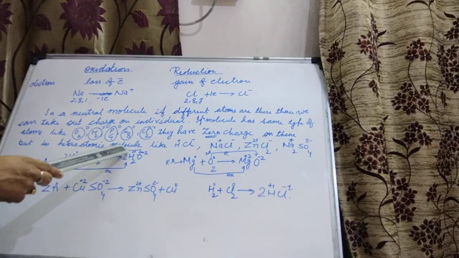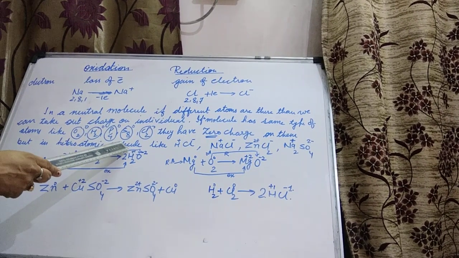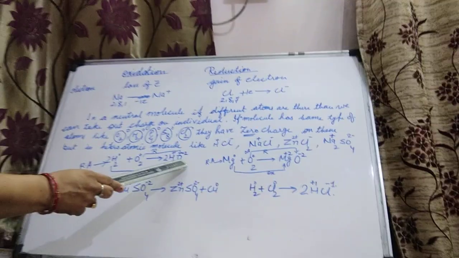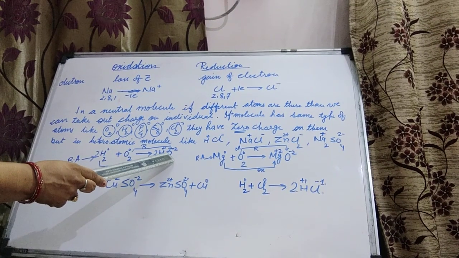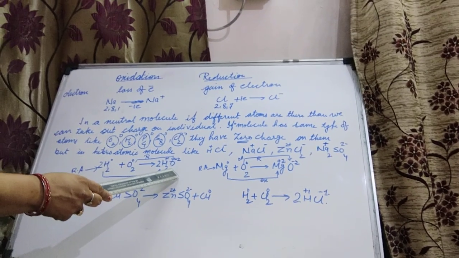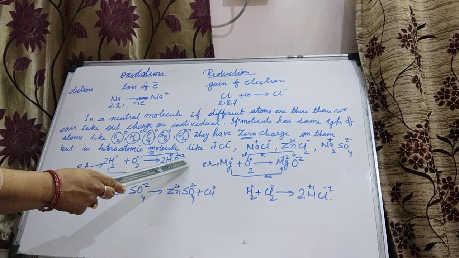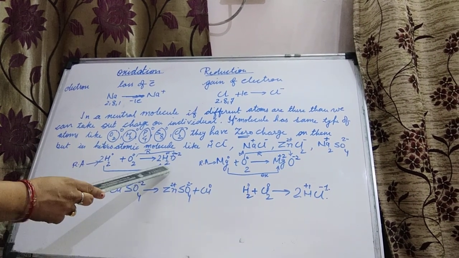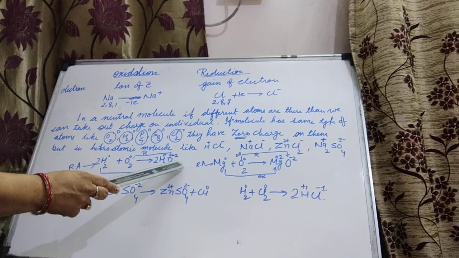where H has +1 valency charge and oxygen has -2. You know it, students. Oxygen's atomic number is 8, and 2, 6 is the configuration, and it has a tendency to gain 2 electrons. Thus, -2 is the valency here. So, in H2O, +1 and -2.